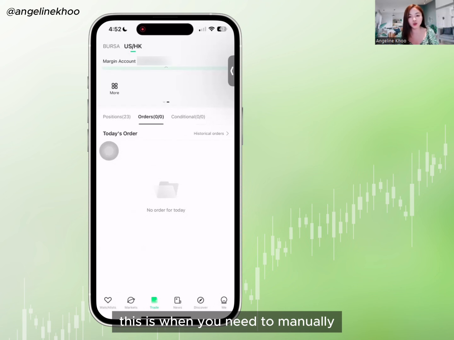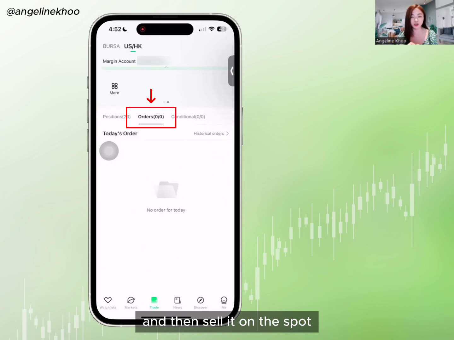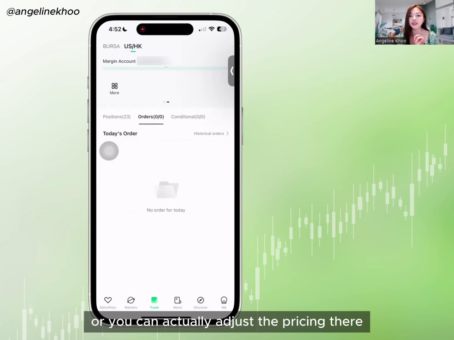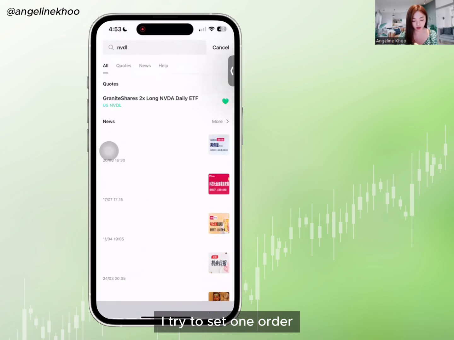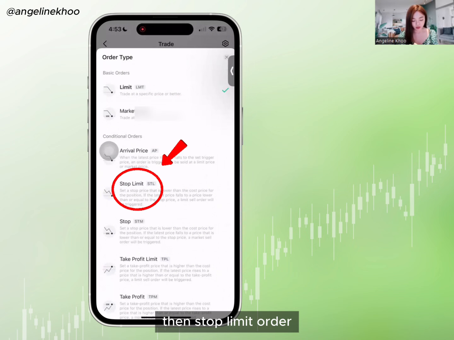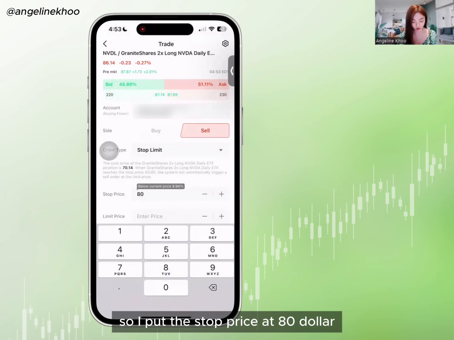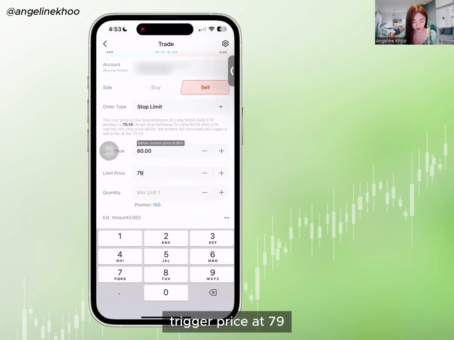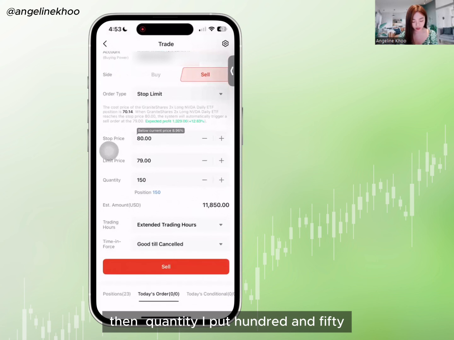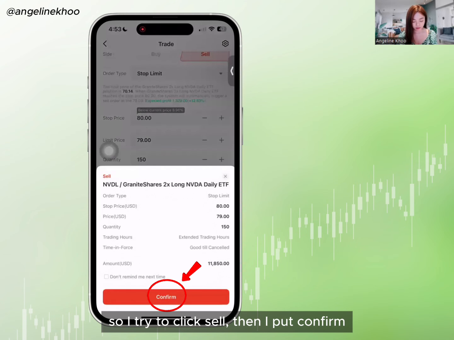So this is when you need to manually go to the order columns, cancel that order and sell it on the spot, or you can adjust the pricing there. I try to set one order. So sell order, then stop limit order. I put a stop price at $80, trigger price at 79, then quantity I put 150. I put extended trading hours also. Okay, so I click sell, then I confirm.